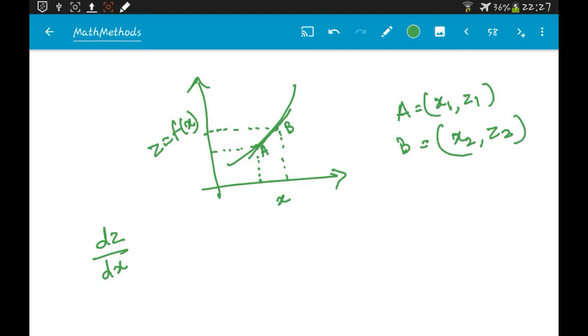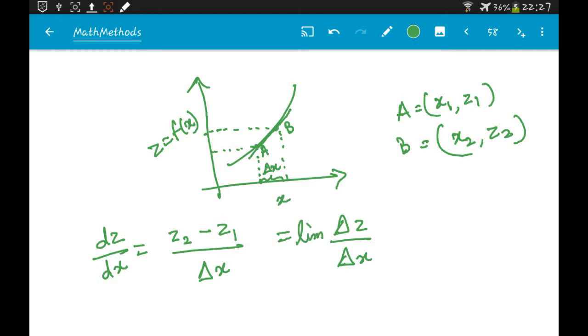Your distance here is delta x. So your dz by dx is nothing but z2 minus z1 by delta x. This is what your dz by dx is, which is nothing but your delta z by delta x in the limit that delta x tends to 0. So this is what it means.